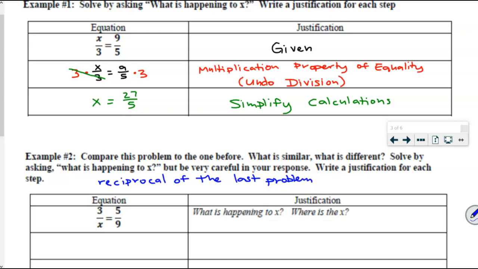So understand, they are the same problem. This would be like I wrote the first one and now I flip it to its reciprocal, and here is the second version. So let's solve this second version.